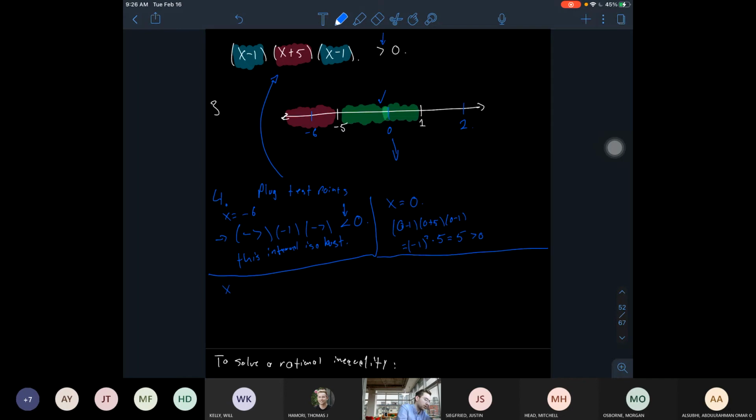So finally, we try x is equal to positive 2. And we plug in, we get 2 minus 1 times 2 plus 5 times 2 minus 1. And we get 1 times 5 times 1, which is equal to 5, which is, again, larger than 0. So this region is going to be good. Okay?